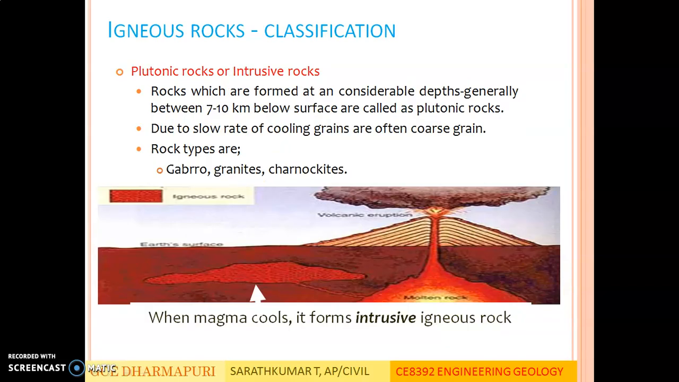The next type is plutonic rocks or intrusive rocks. Rocks which are formed at a considerable depth, generally between 7 to 10 km below the surface, are called plutonic rocks. Here the temperature below the Earth's surface at 7 to 10 km is higher and the rate of cooling will be very slow. Since the rate of cooling is very slow, the grains formed are coarser in nature. Examples of these types of rocks are gabbro, granites and charnockites.